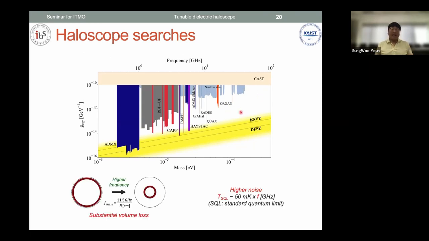Okay, this is the region where, when you're going to high frequency, the cavity size has to be smaller, which means you have to suffer from substantial volume loss. On the other side, the noise level is getting higher and higher. And as I mentioned, we are heavily relying on quantum devices. The quantum device is subject to the quantum limit, called the standard quantum limit, which is a formula that is linear in frequency. So the noise level is getting higher, mainly because of these two things, and it's a little bit challenging getting into this high frequency region.